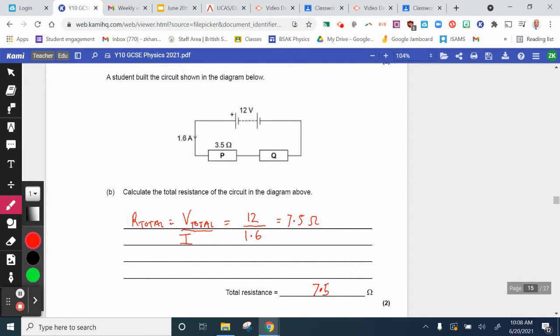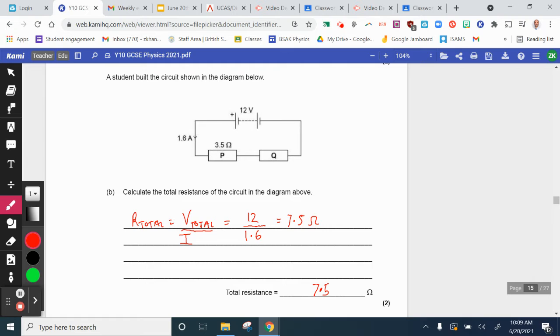A student built a circuit shown below. Here, the battery voltage is 12 volts. The current leaving the circuit is 1.6 amps. That current will go through P, it will go through Q, and 1.6 amps will return back to the battery. So calculate the total resistance of the circuit in the diagram above.